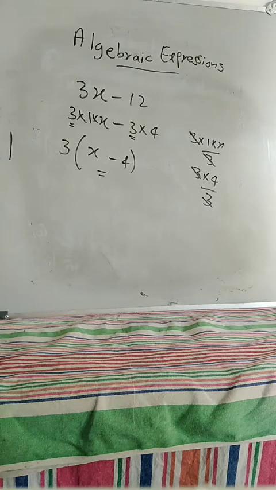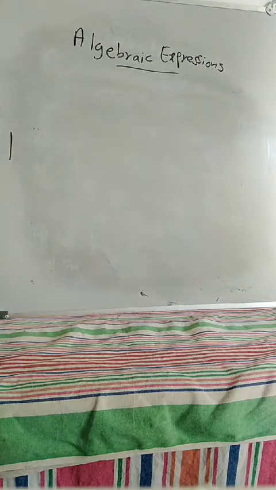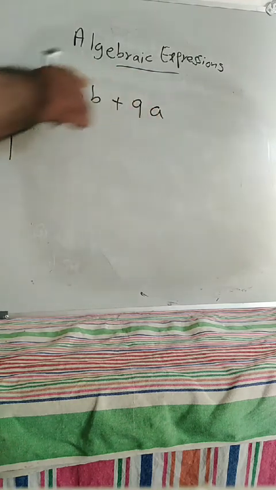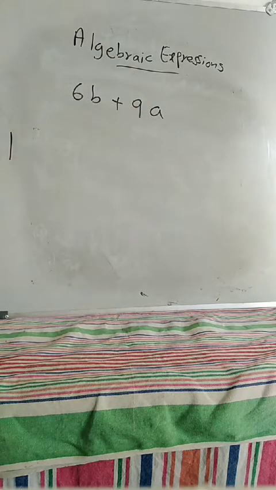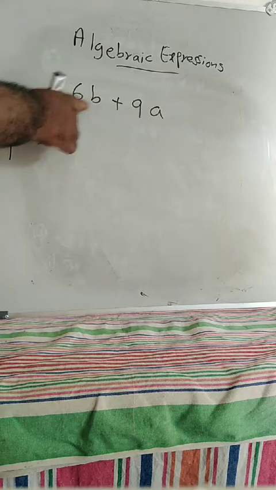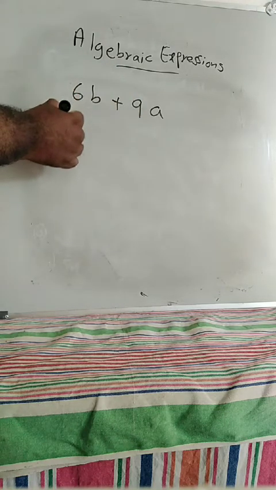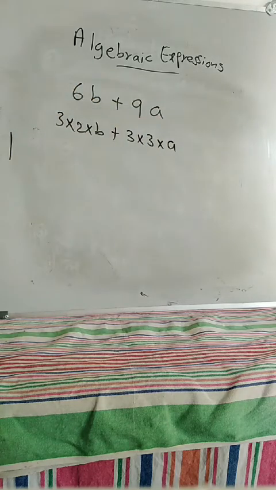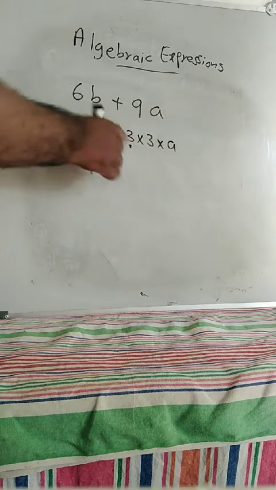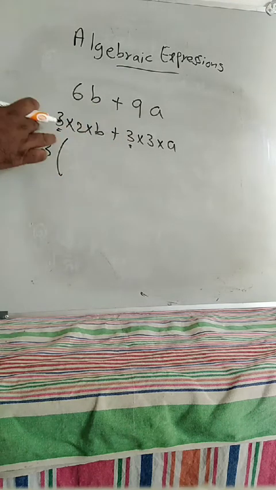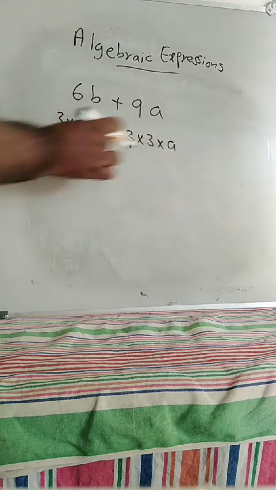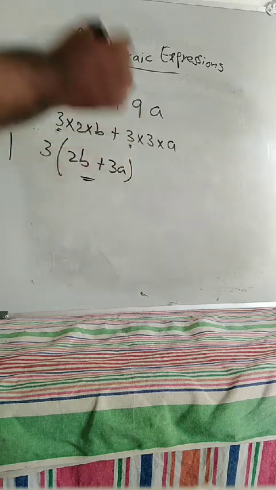Right. Another example. 6b plus 9a. Is this an algebraic expression? Yes, an algebraic expression. Two terms are there, 6 and 9. What is the relation between 6 and 9? Yes, both of them are multiples of 3. 6 I can write as 3 into 2 into b, plus 9 as 3 into 3 into a. Now you can see 3 is common to both. I write 3 in front, then divide by 3. The 3s cancel, 2b, no need to write multiplication, plus 3a. Understand? Right, this is the final answer.